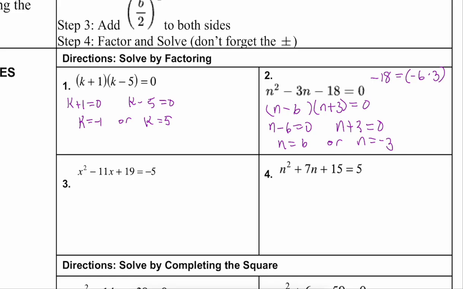Please get in the habit of realizing that those values are always flipping. You'll notice that our factor for number 1 said +1, but our intercept was -1. Our factor said x -5, but our 0 was +5. And that should happen every time. So what do we notice is different about 3 and 4? It's not equal to 0.